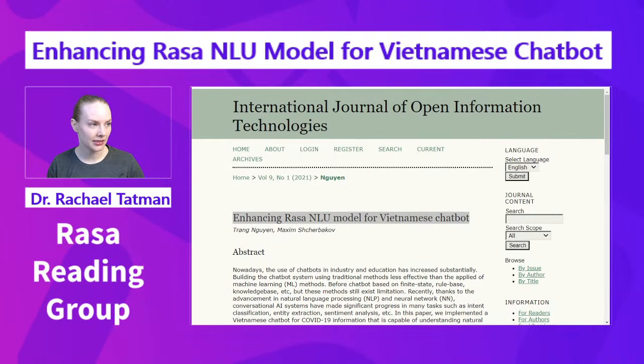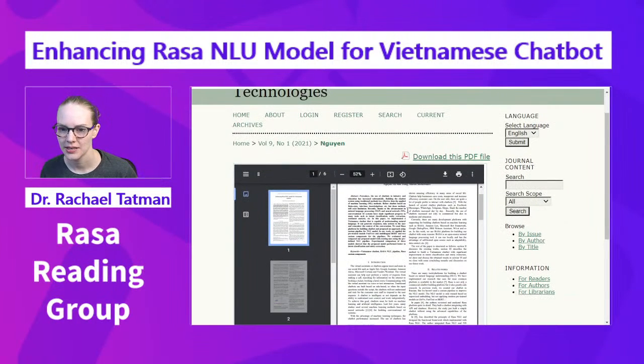The paper is from a couple of Rasa community members who are also researchers, on enhancing Rasa NLU model for Vietnamese Chatbot. I thought this would be a really cool paper to highlight, because we always love to see Rasa community members doing cool stuff, and because Vietnamese is a language that is extremely unlike English. They might talk about this in the paper. I've not read the paper previously, but here's the PDF.